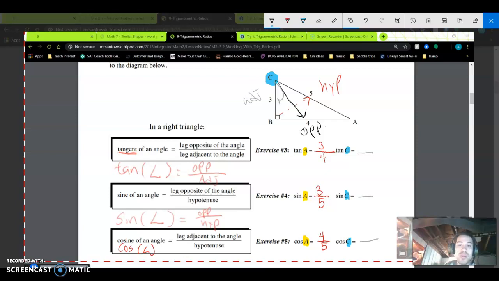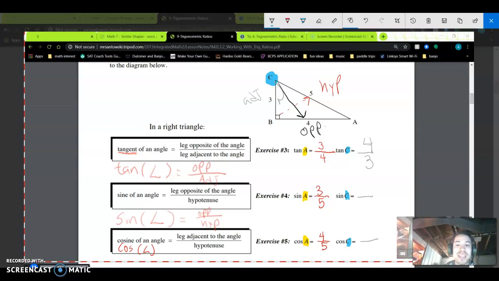So now we go to substitute in these values. We look at tangent. Remember, tangent is opposite over adjacent. The opposite side of C is 4. The adjacent side is 3. Notice that's different from before. Tangent of A is different than tangent of C because their angles are different.